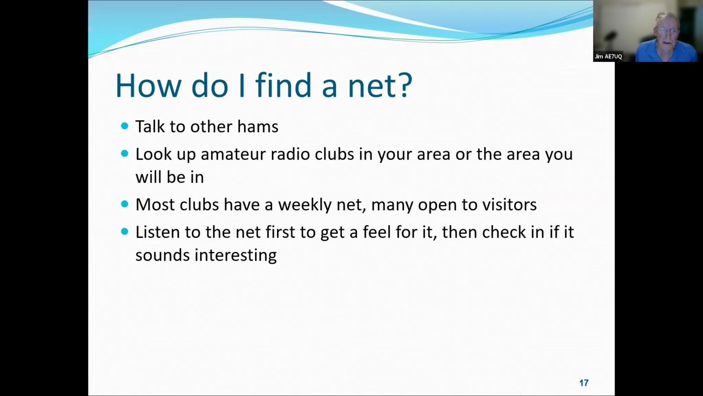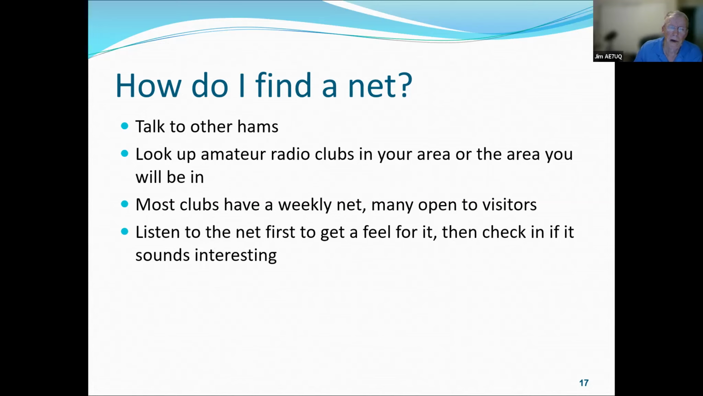And if you're just interested in general, a good way to do it is look up the amateur radio clubs in your area or in the area you're going to be in. I traveled to Indiana a few months ago, and first thing I did was check, okay, I'm going to be in Bloomington. Are there any amateur radio clubs in Bloomington? Yes, there are. They do a 7:30 a.m. Tuesday net. So when I got there, I got out my handheld radio and checked into their net and found out what was going on. Most clubs have a weekly net of some sort, and most of them are open to visitors. The only ones that tend to not be open to visitors are those practicing emergency procedures.